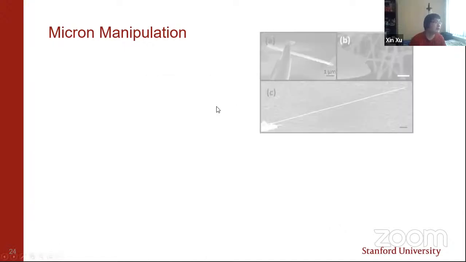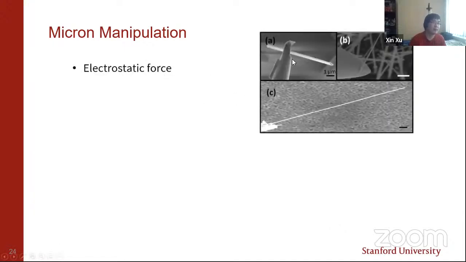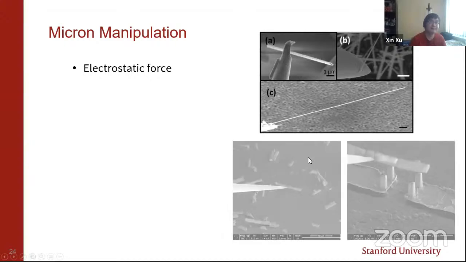First, the electrostatic force. For example, if your sample is a nanowire which is only maybe tens of nanometers, you can just move the manipulator close enough to the nanowire, and this nanowire will stick to the manipulator.